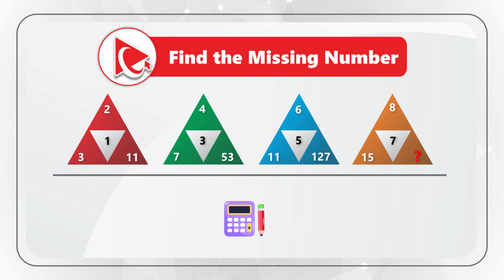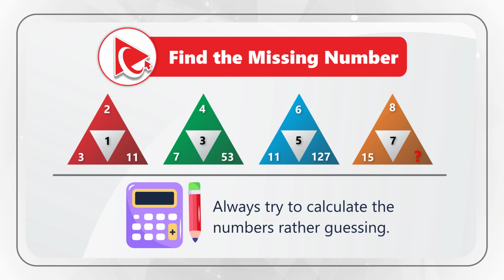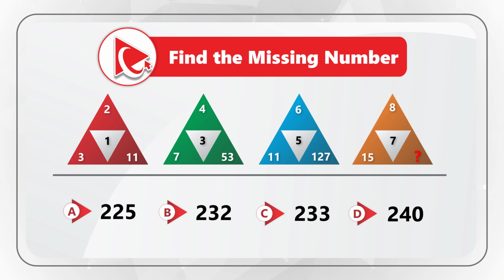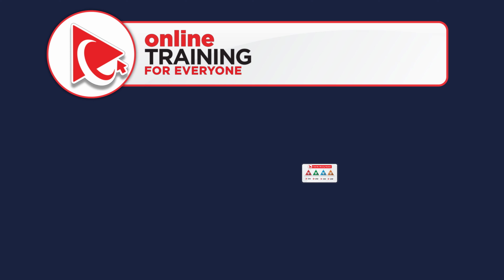One tip for you is that you do not need to guess the number, but rather you need to calculate it. And you need to select the calculated number out of four different choices. Choice A, 225. Choice B, 232. Choice C, 233. And then last but not least, choice D, 240. Take a close look to see if you can solve this challenge. Are you ready or not?